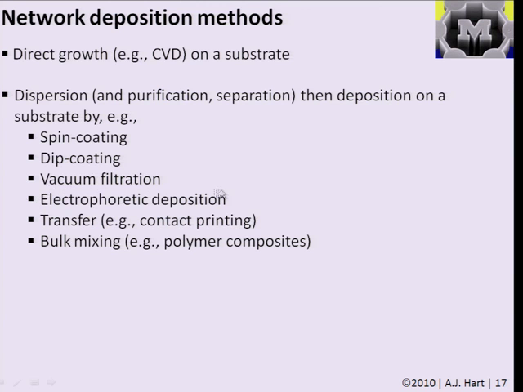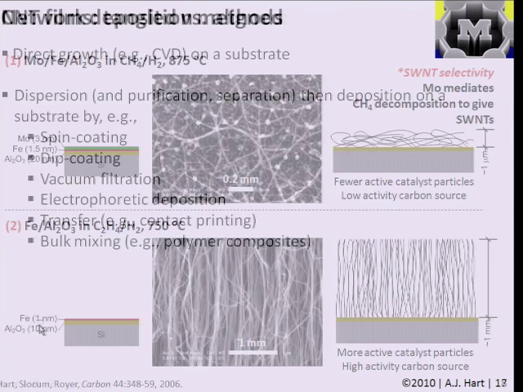For example, vacuum filtration, just directing the structures through a porous membrane onto a substrate. You can also print them onto substrates and, for example, just mix your structures into a host matrix, like we saw the example of a polymer nanotube composite film that was made by dispersion and then polymerization of those little polymer particles.